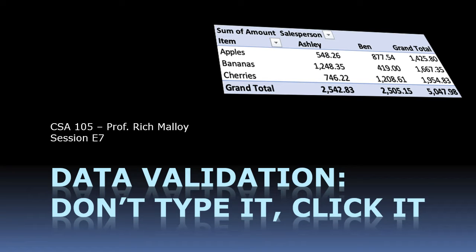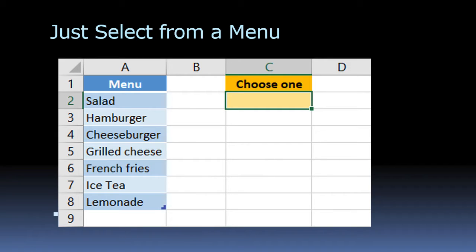The worst way to get data into a cell is by typing it. Not only is it slow and boring, it is also prone to errors and misspellings. Fortunately, Excel has a much better way of entering data, all by just the click of your mouse. The best way to enter data into a cell is just to select from a menu.